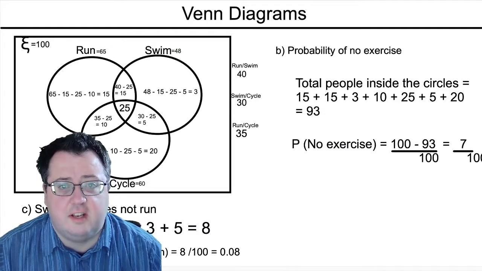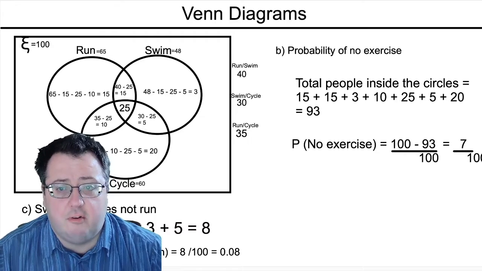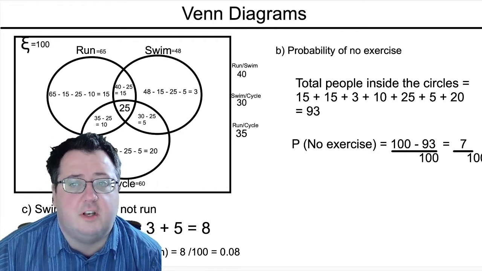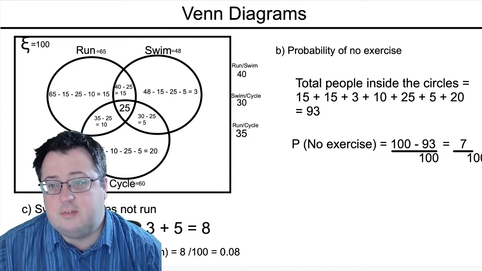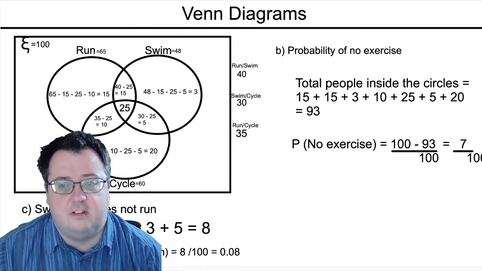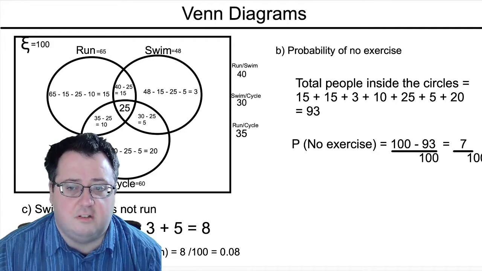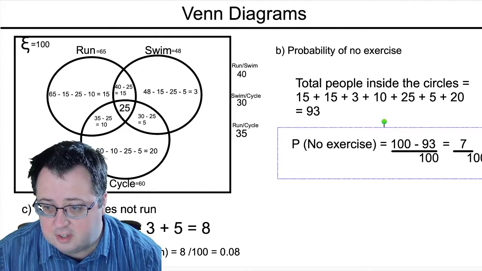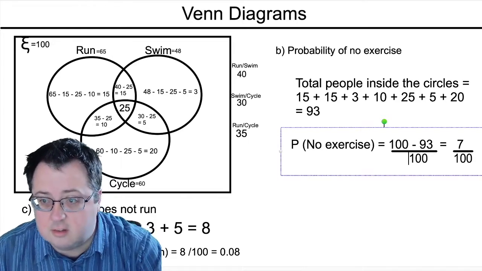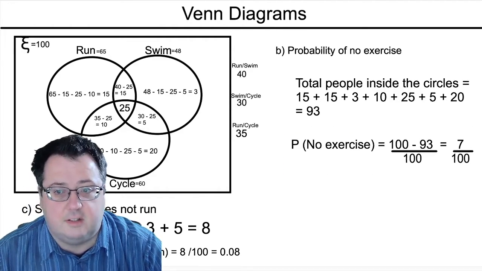Let's look at the second question then, probability of no exercise. So we've been through this before. The total people inside all 3 circles is 15 plus 15 plus 3 plus 10 plus 25 plus 5 plus 20, which is 93. So the probability of no exercise is 100 minus 93, or 7 out of 100, and that's gone a bit wonky. Let's see if I can gain access to this to correct the positioning of the hundreds. There we go, that's a bit better.